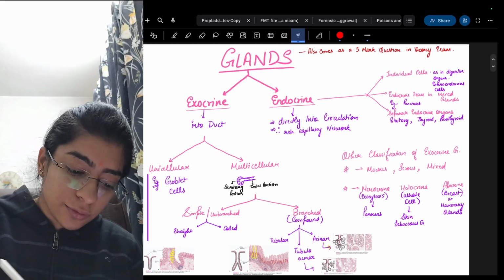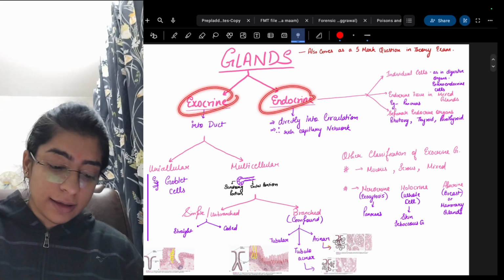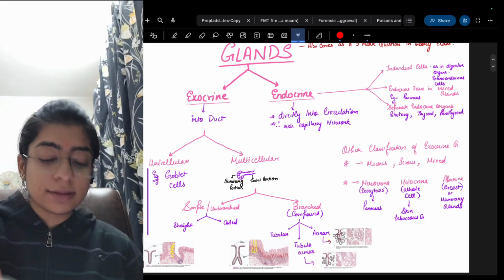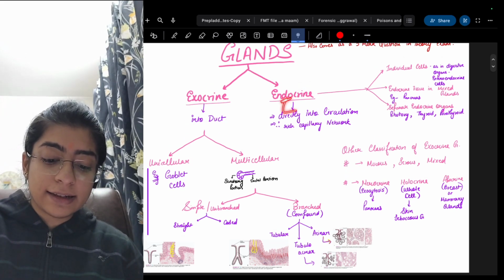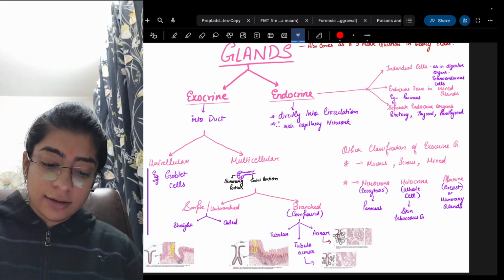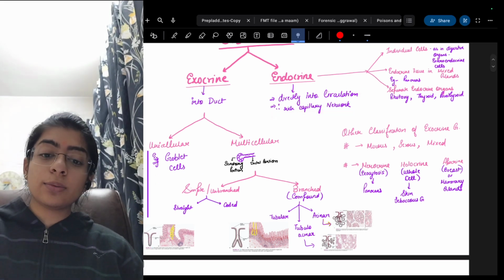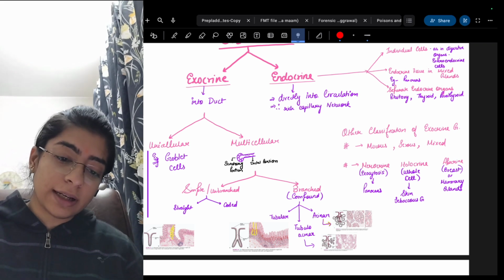Glands are of two types, exocrine and endocrine. As we all know, exocrine is into a duct and endocrine is directly into circulation, right? Therefore, rich capillary network is required for endocrine glands.